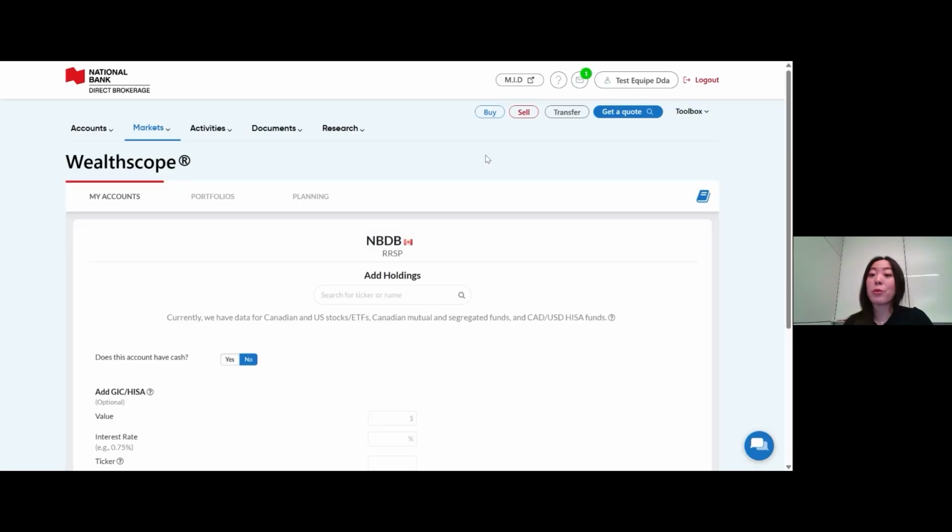And in terms of enrolling in Wealthscope, if this is something that you're interested in, you can always visit your profile, and there is a subscription tab to enroll in Wealthscope.